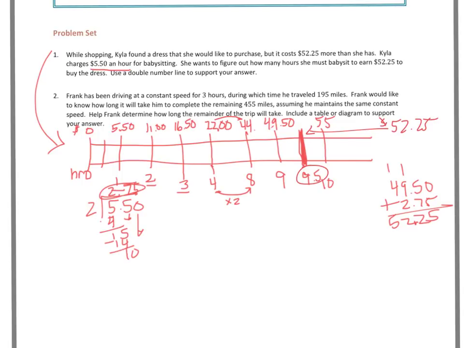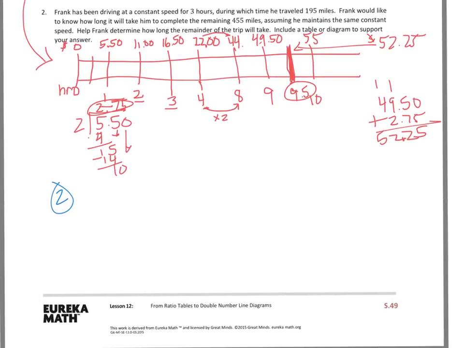For 2, I'll get you started with it, and I'm going to slide down. Frank has been driving at a constant speed for 3 hours, during which time he traveled 195 miles. Frank would like to know how long it will take him to complete the remaining 455 miles, assuming he maintains a constant speed. Include a table or diagram to support your work.